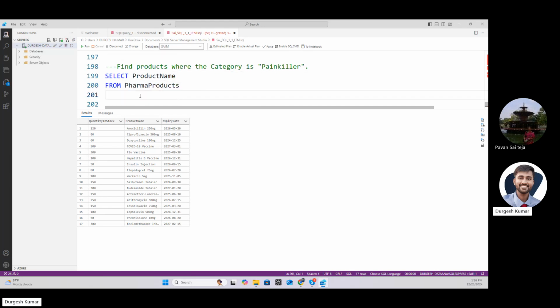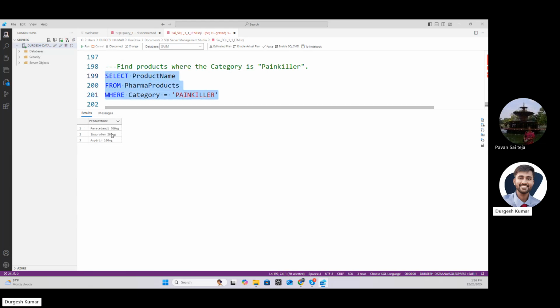I will directly go with the where clause. I will write where category is equal to painkiller. SQL is not case sensitive, so feel free to write in caps or any other way. But the string itself is case sensitive, right? The syntax might not be case sensitive, but we're giving it a string, painkiller. Yeah, correct.